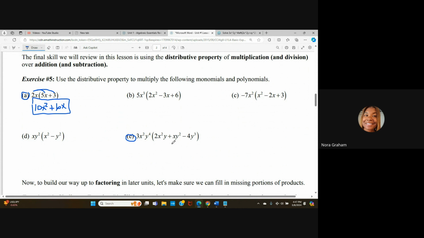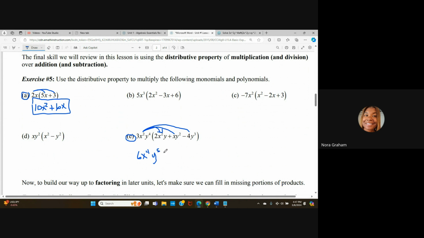All right, so let's go ahead and skip to E, because this is one of the harder ones. That means this outside expression has to hit every term inside my parentheses. So let's go ahead and break it down. 3 times 2, that's going to give me 6. x squared times x squared, that's going to give me x to the 4th. y to the 4th times y, that's going to give me y to the 5th.